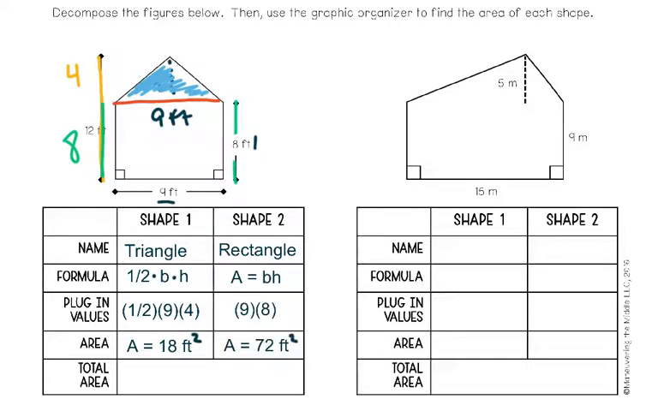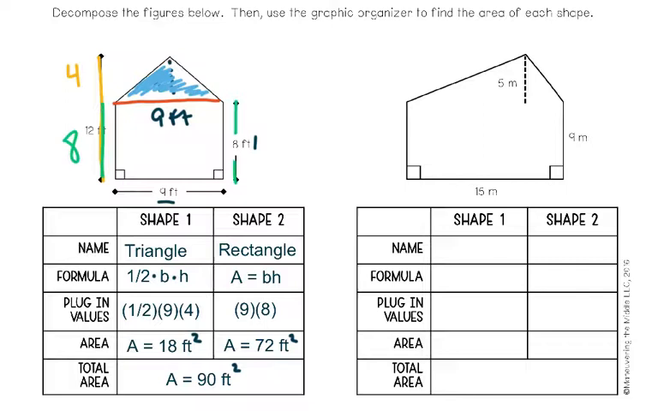I plugged those values in, 9 and 8, went ahead and simplified, so I got an area of 72 square feet. Finally, this is a composite figure, which means it's made up of two things, the triangle and the rectangle. So the total area of the whole shape is going to be the sum of the triangle's area and the rectangle's area. So I add 72 and 18, which gives me a combined area of 90 square feet.